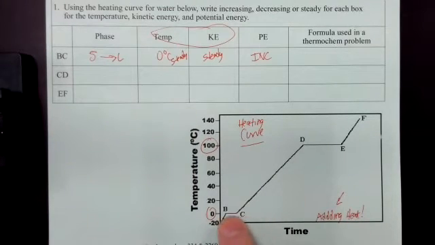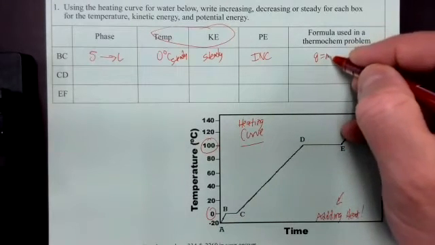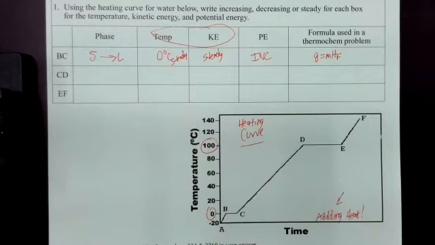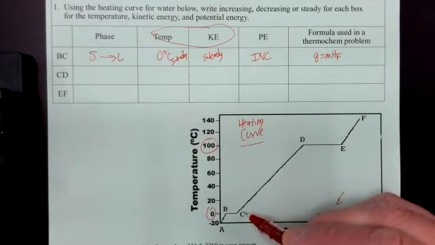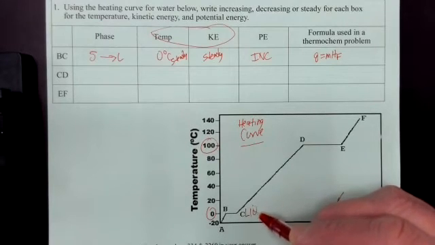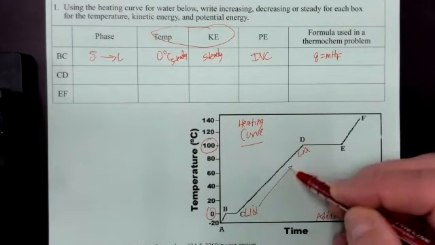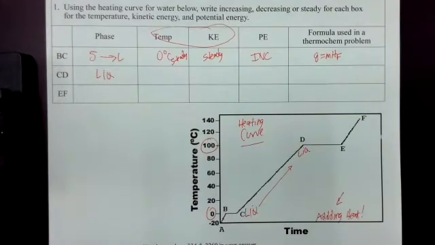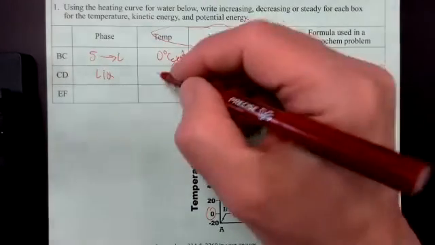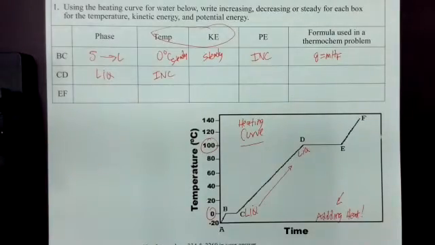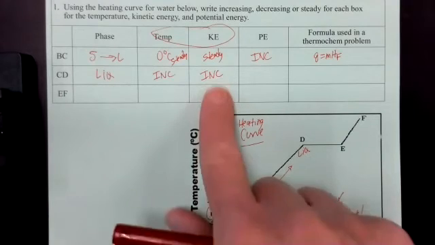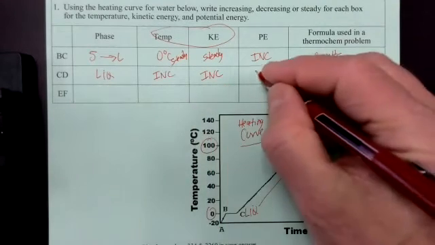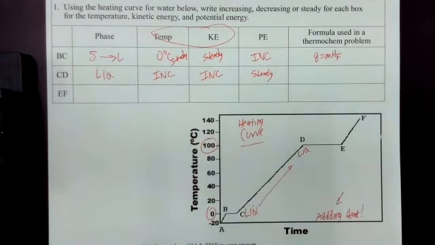Now, what formula would we use in thermochem to melt something? We would use this formula, Q equals mH of F, the heat of fusion formula. Now, from C to D, it's a liquid here, and it's a liquid here, and the temperature's going up. So from C to D, it's actually in the liquid phase only. The temperature is increasing, and that means the kinetic energy is increasing. And since the kinetic energy goes up, this will be steady. We don't need potential energy when there's a temperature change.